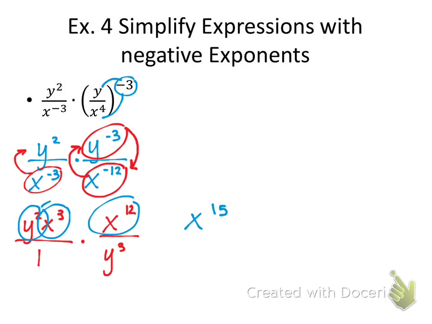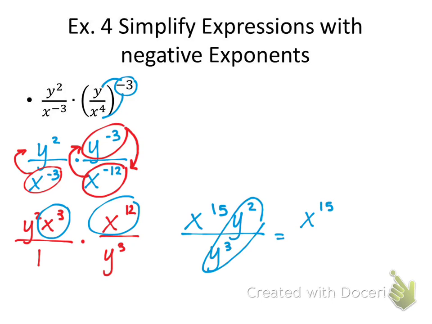Does y have a like base up top? No, it does not. So we leave it y squared. You might say, wait a second, it was yx, but you wrote it xy. It's okay. It does not matter what order they're in. Now, on the bottom, I just keep y to the 3rd. Now, what can be simplified here? Y squared divided by y to the 3rd power. I can subtract their exponents, and I'm going to keep x to the 15th.